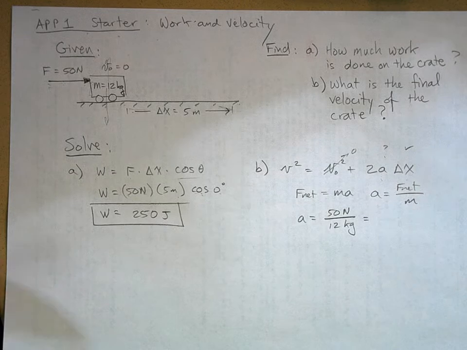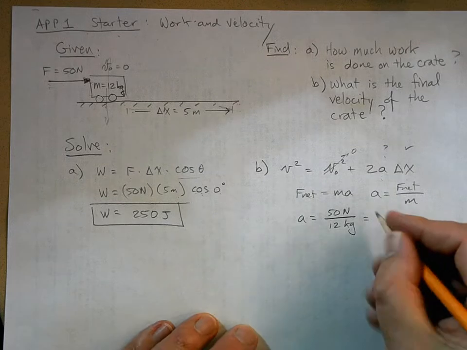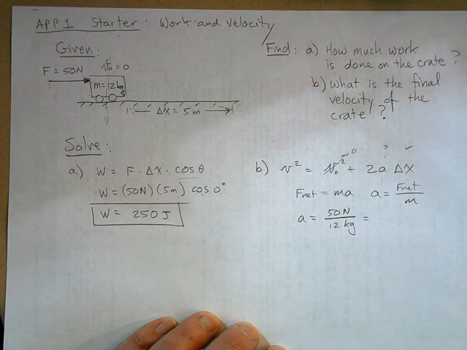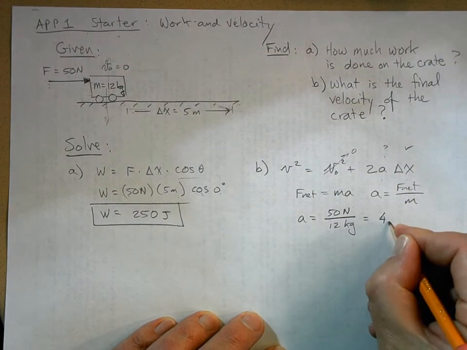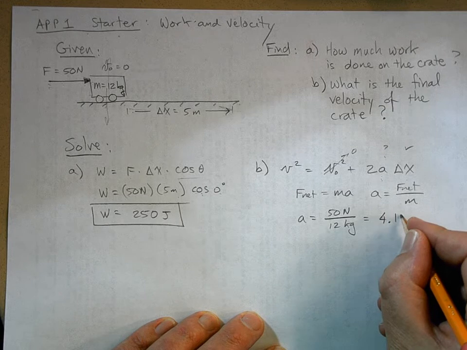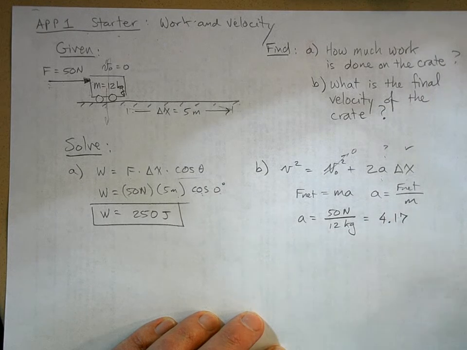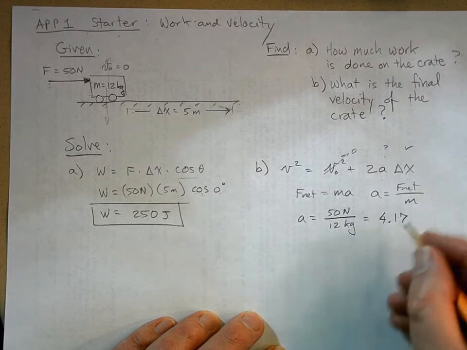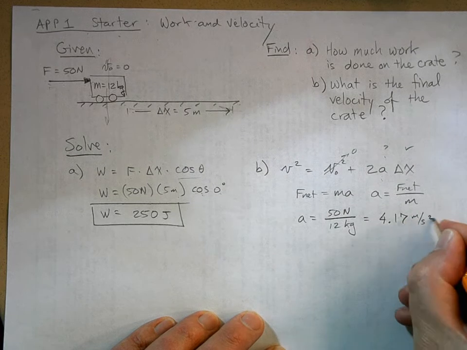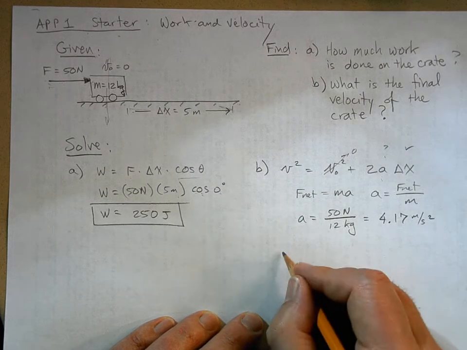So what is 50 divided by 12? What do we get? Is it 4.7? Oh, 4.17? Yeah, 4.16666. Yeah, so we'll just round it off. Meters per second squared. And so now we can solve.